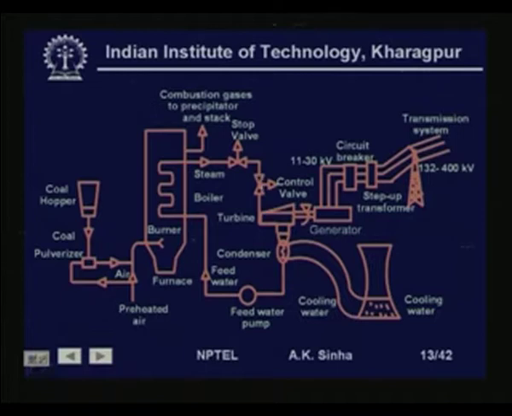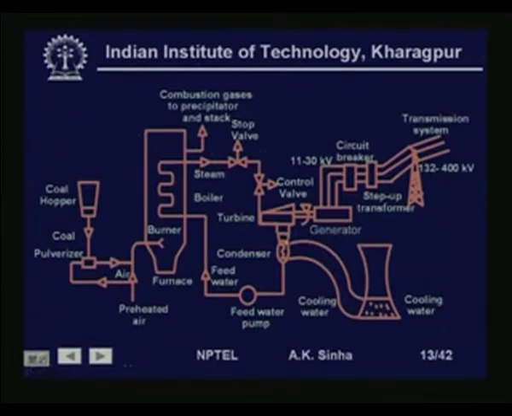In the turbine, this high pressure, high temperature steam goes in and rotates the turbine. The shaft of this turbine is connected to the shaft of a generator, which is a synchronous generator, mostly a 3-phase synchronous generator. The generation voltage normally is in the range of 11 kV to 30 kV. This 3-phase voltage, by means of circuit breakers and this step up transformer, is stepped up to the transmission voltage level, which is 132 kV to 400 kV line to line voltages. So, this is how it goes.